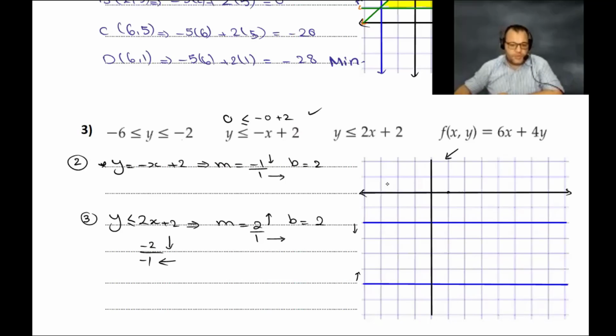Then the first one here. Again for equation number 2. Any problem for number 2? No. Okay. So number 2, the y-intercept equals 2 and the slope is going down 1 and run 1. So we can graph the line. So this will be the graphing of the line.